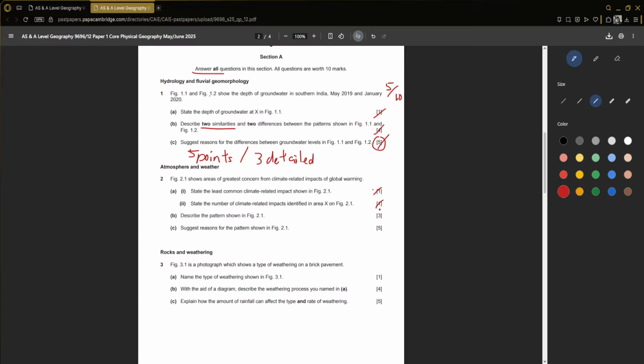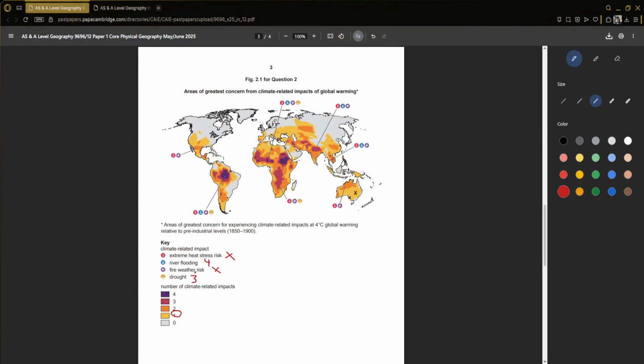So because there's 3 marks over here, you should write 3 points. So it's relatively easy, and any pattern, right? You can talk about the climate-related impacts or the number of climate-related impacts. You can talk about how inland areas, like you can see around the Amazon in Brazil, and around here in Africa, and around here in South Asia, the inland areas have higher numbers of climate-related impacts, and you can just mention the inside of the Amazon has 4 compared to the coastal areas where there is less at 1 or 2.